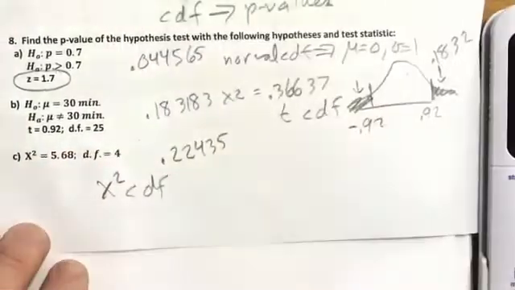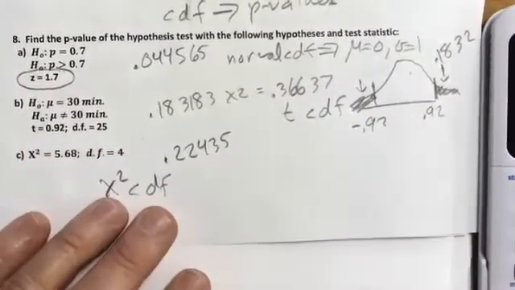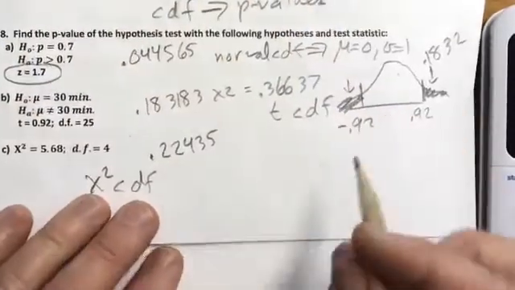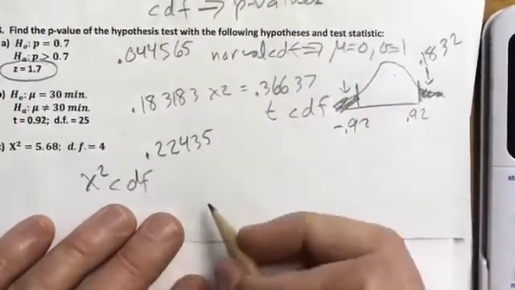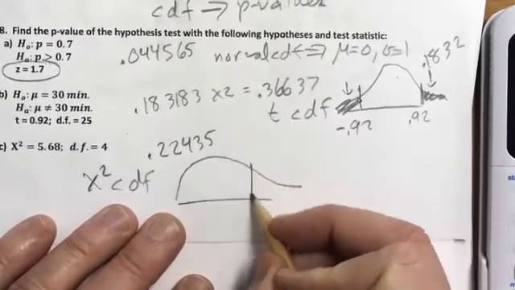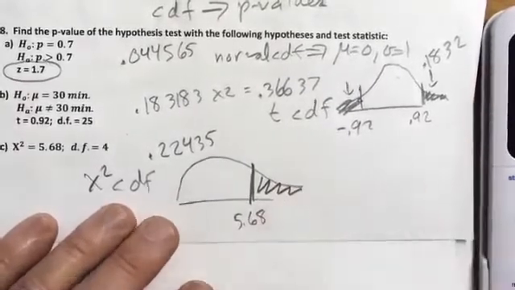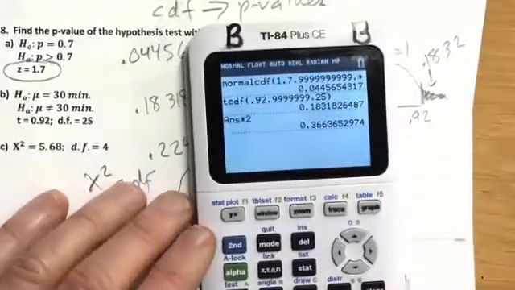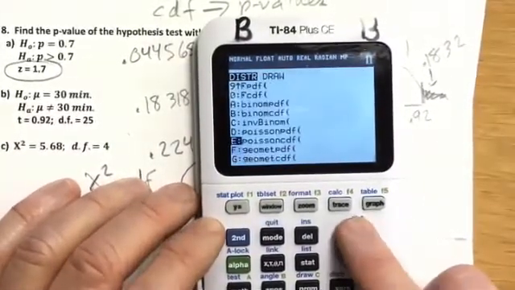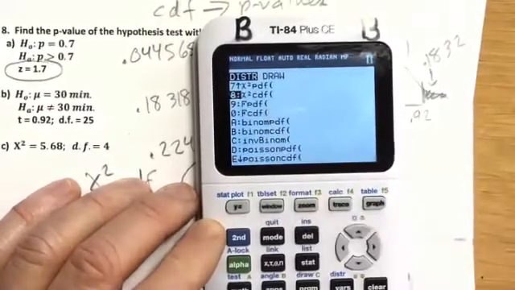And then for chi-squared, since chi-squared is squared, it's always positive, okay? It's always positive. T and Z are negative half the time, all right? But chi-squared is always positive, and it's always right skewed, like that. And your p-value is always to the right. So if you have 5.68, your p-value is always here. So you'll just go chi-squared CDF. So you go second, vars, and you go to chi-squared CDF. There it is. We'll never use chi-squared PDF, by the way.